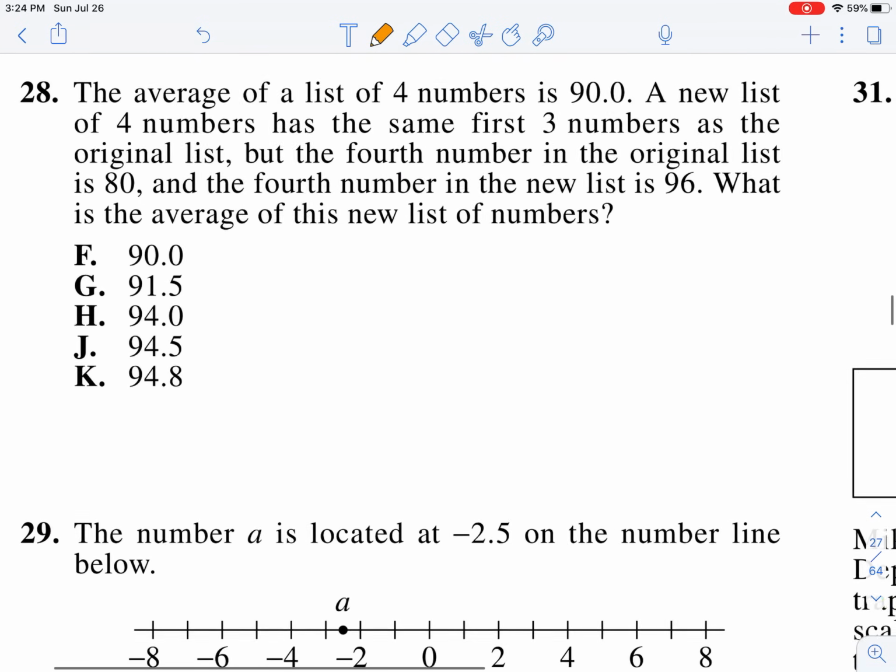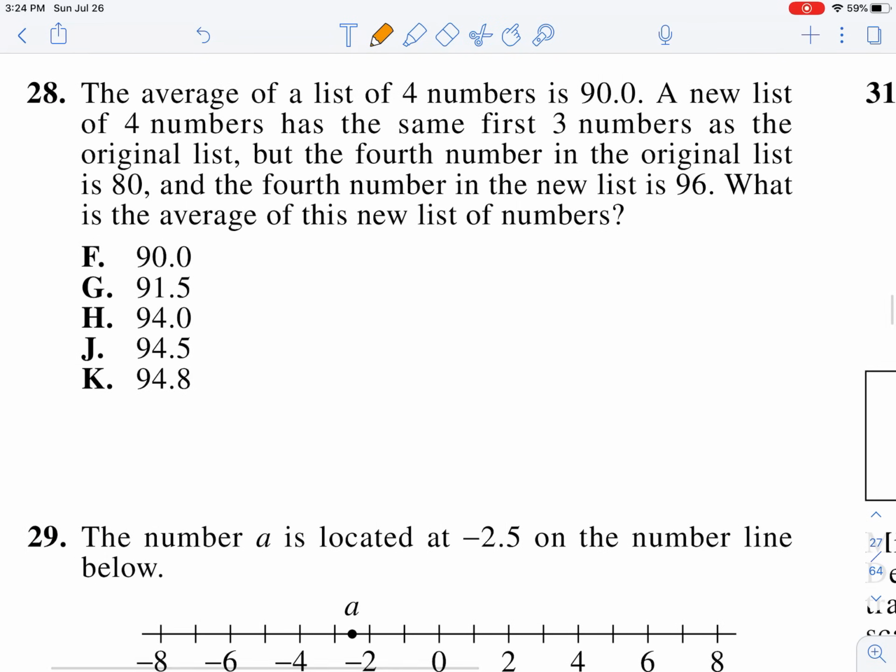Average of a list of 4 numbers is 90. A new list of 4 numbers has the same first 3 numbers as the original list, but the fourth number is different. The fourth number in the original list is 80, and the fourth number of the new list is 96. What is the average of the new list of numbers?